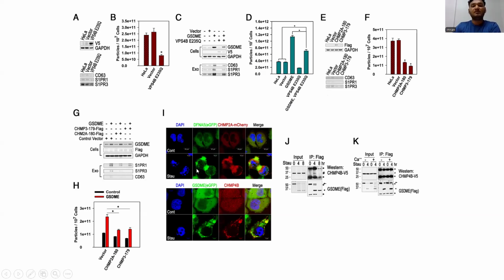And then in confocal microscopy, the DFNA5 co-localized identically with the CHMP2A and CHMP4B. And in immunoprecipitation experiments, it was confirmed that the DFNA5 and CHMP4B are co-localized at the same place.